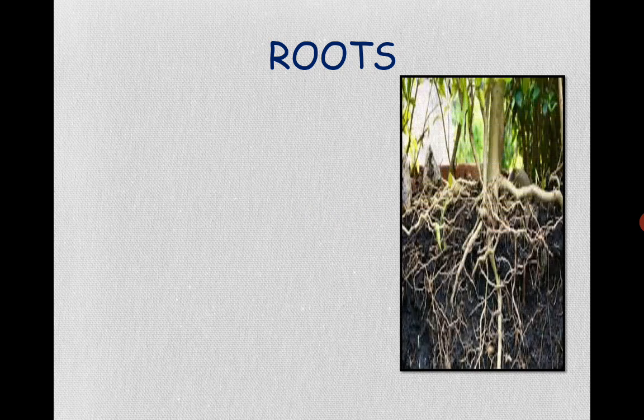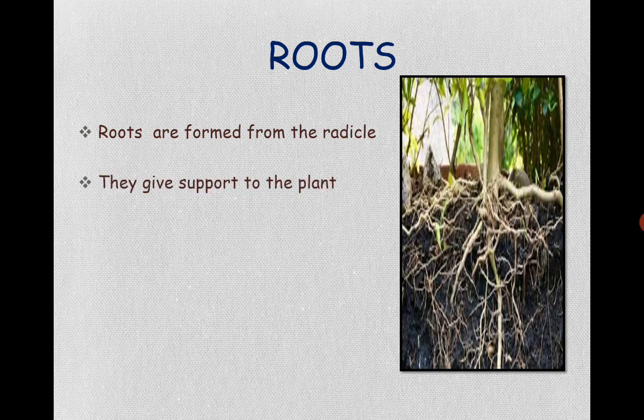Now let's move to the first and the most important part of the plant, that is roots. Roots absorb nutrients and water from the soil and pass it to the other parts of the plant. We already know roots are formed from the radicle. Roots are the base of the plant. They give support to the plant.